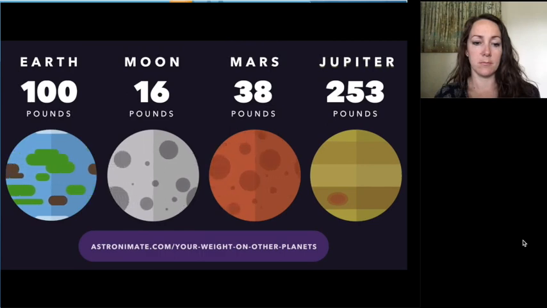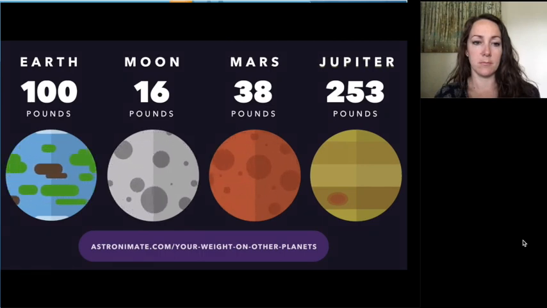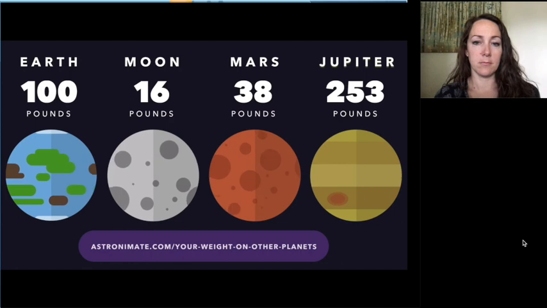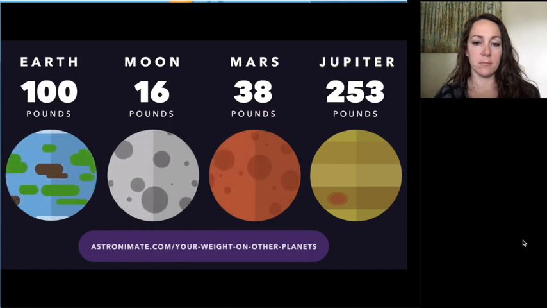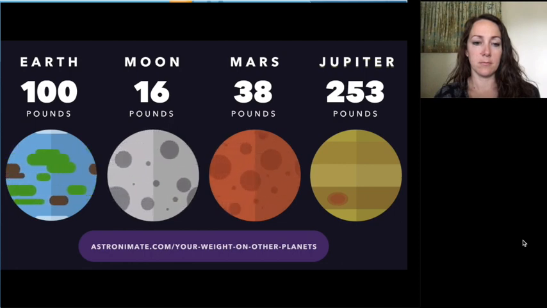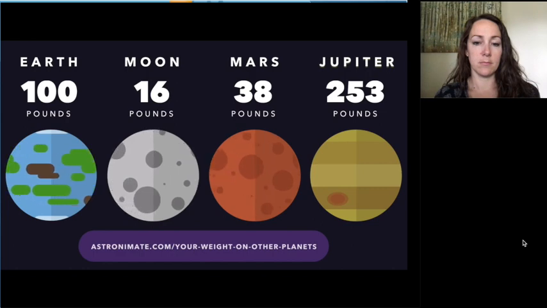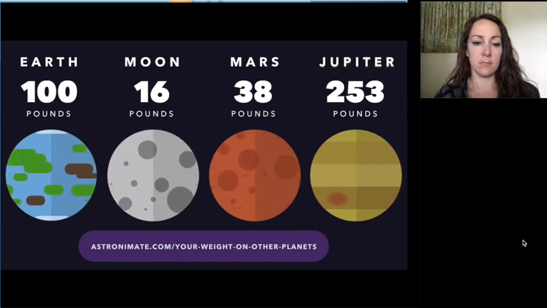When you visit other planets, you're always made of the same amount of stuff. Your mass never changes, but every planet you visit has different gravity, so your weight changes. You can check what your weight would be on other planets at astronomate.com.